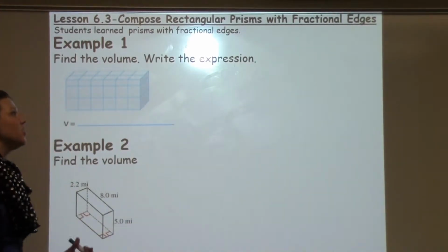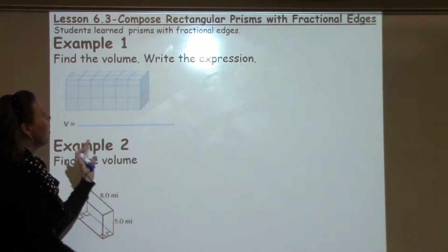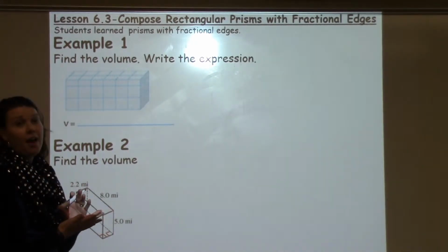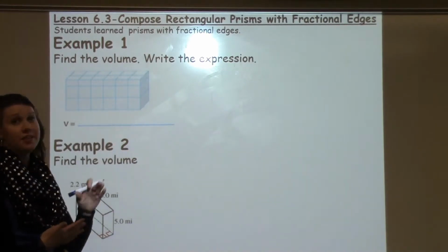Today in 6th grade, students learned about composing rectangular prisms with fractional edges. So for our first example, it says find the volume and write the expression. As you can tell, we have a 3D object here, but we're just going to go ahead and do our traditional counting of these to find the different dimensions.